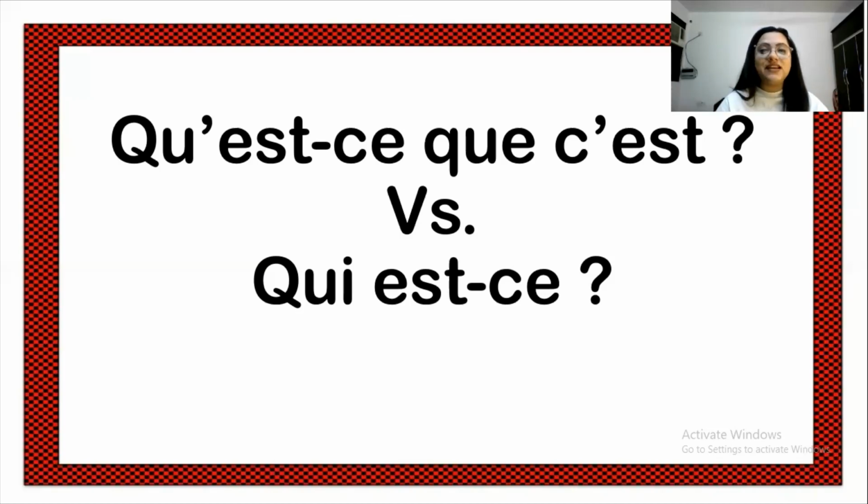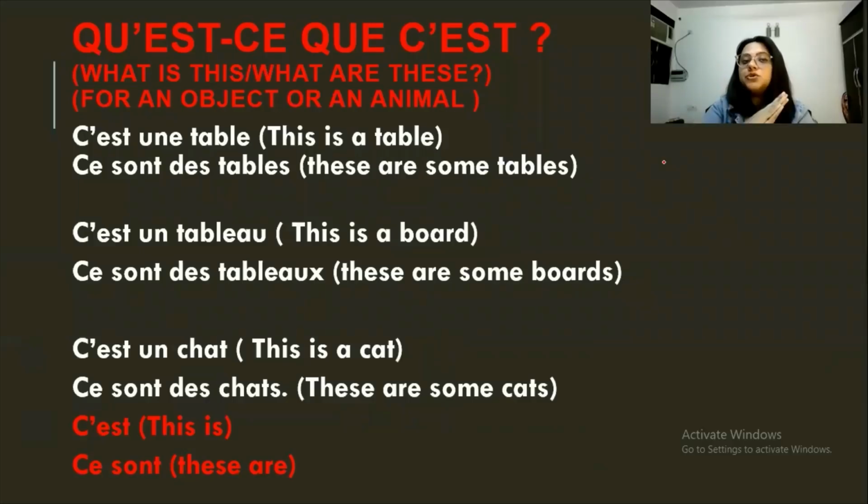Alors, on y va. Let's start. The first question which I'm going to talk about is, qu'est-ce que c'est? Now we use this question when we have to identify an object or an animal in a sentence. For example, if my sentence is, this is a pen, my question is going to be, qu'est-ce que c'est? If I say this is a dog, my question is going to be, qu'est-ce que c'est? So qu'est-ce que c'est is used when you are identifying an object or an animal in your sentence.